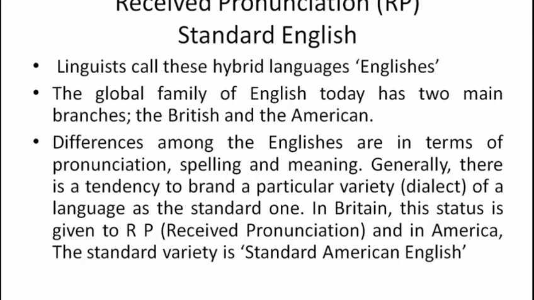There are two varieties of English. One is American and the other is British. The global family of English today has two main branches, the British and the American. What are the major differences between British and American English? One is in terms of pronunciation. The second is in terms of spelling, and the third one is in terms of meaning.